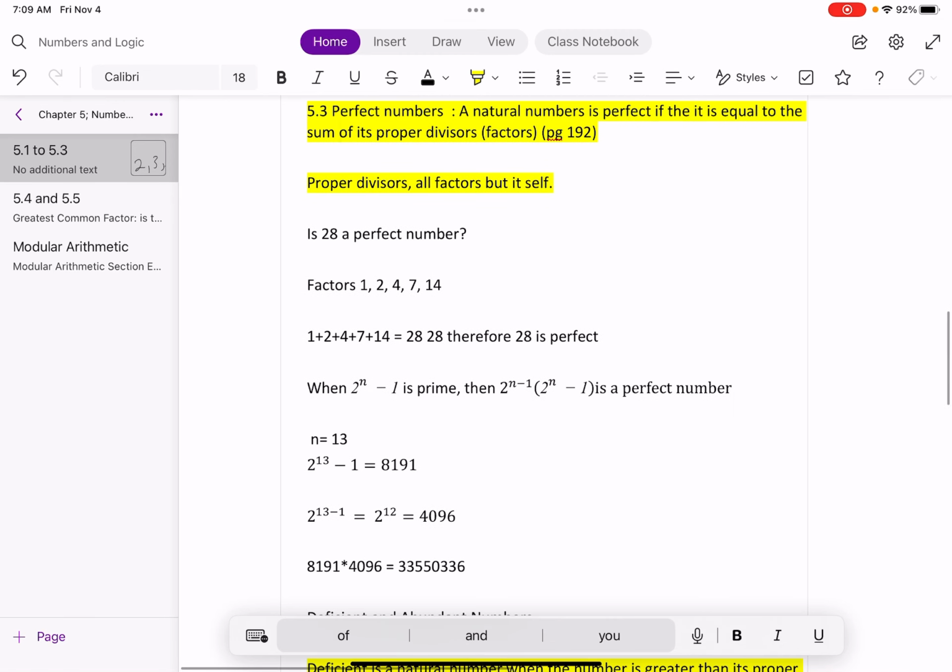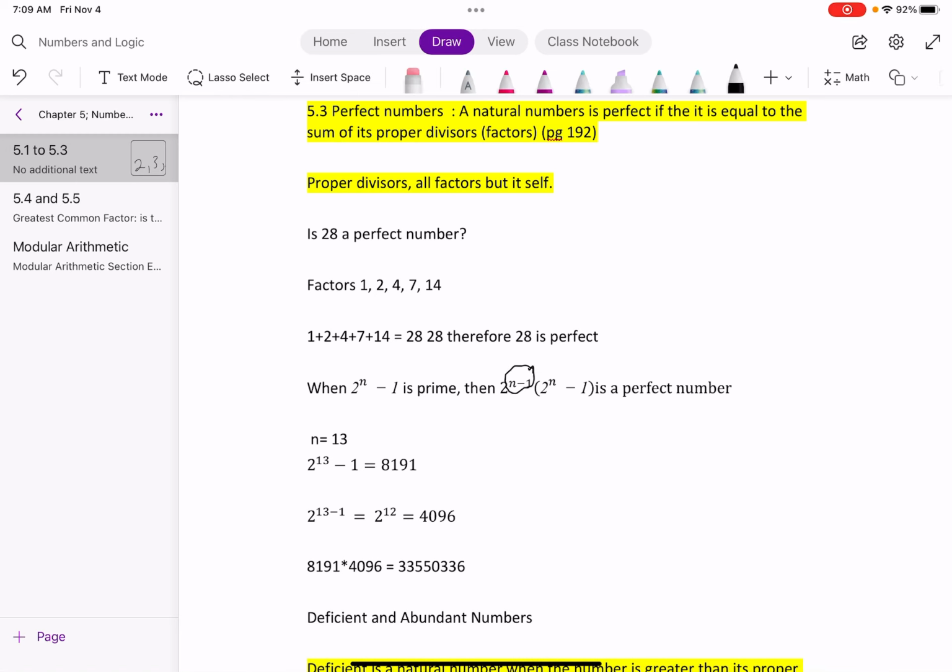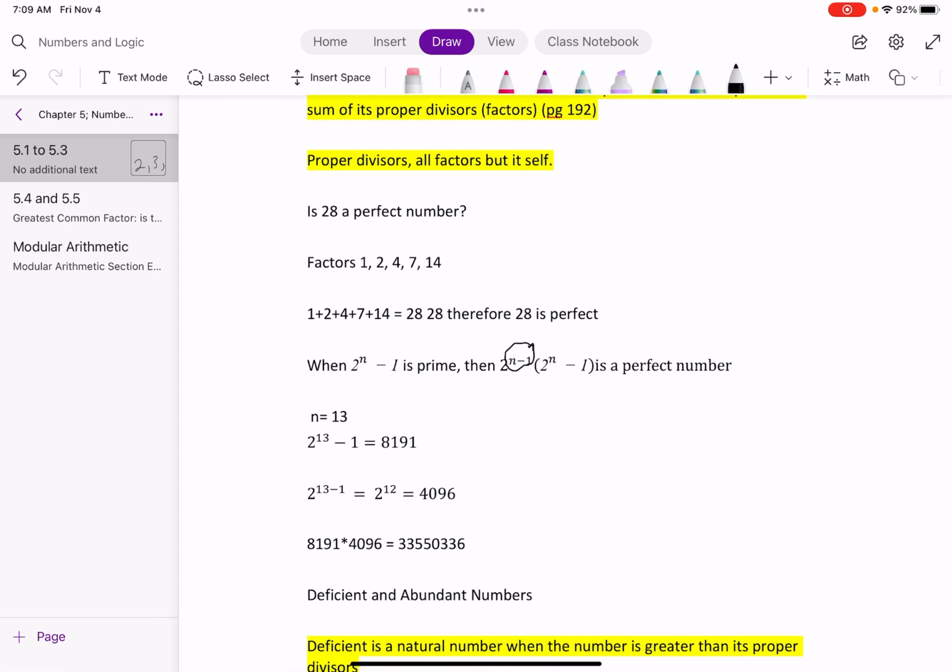Interestingly enough, if we take a Mersenne number and multiply it by 2 to the n minus 1, now be careful, this whole thing is an exponent, then I will get a perfect number. So 13 is prime. When I do 2 to the 13th minus 1, I get 8,191. Again, this is an exponent, so I'm doing 2 to the 12th power, which is 4,096.